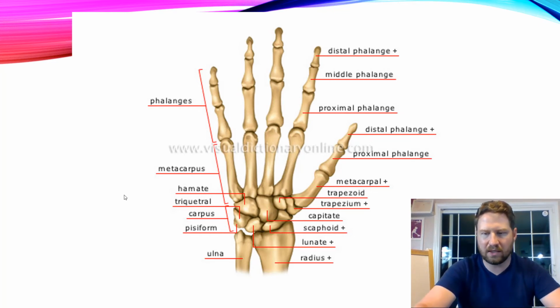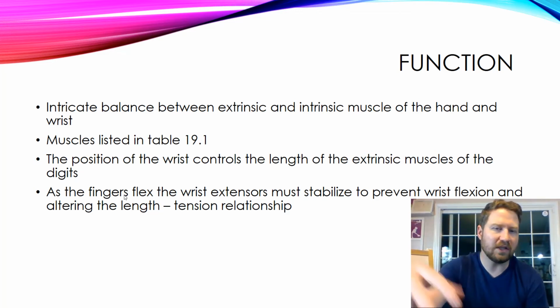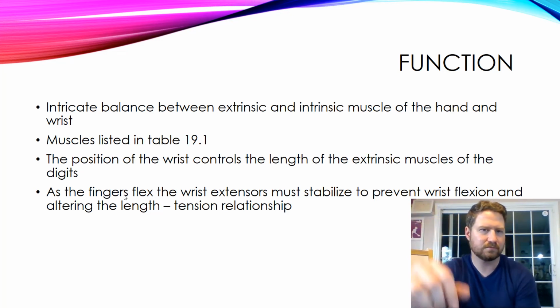Just outlining kind of the bones of the hand. We don't need to go over that. So the function, there's an intricate balance between extrinsic and intrinsic muscles of the hand and wrist. Remember that our extrinsic muscles kind of do the power, and our intrinsic muscles kind of do the fine motor movements.